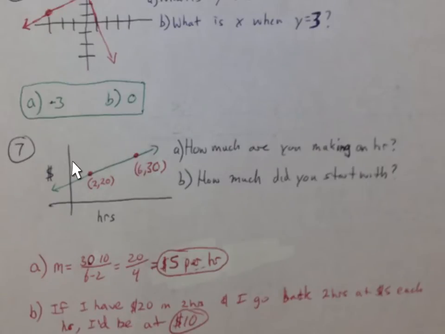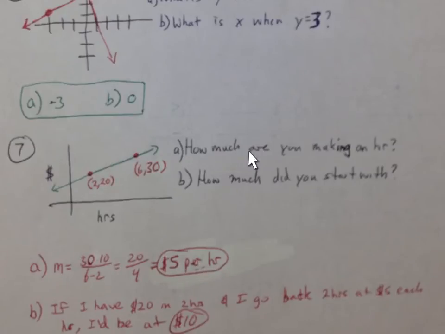For number 7 here, look at this graph. From this graph, this is hours and this is money. And we're given 2 points and a line through it. How much are you making an hour? So making an hour would be money per hour. So basically that's saying what's the slope. So to find the slope of this, you need to make 2 coordinates and do the slope formula. So you take this number minus this number right there, and 6 minus 2 right there. And when you do that, you get $5 per hour.